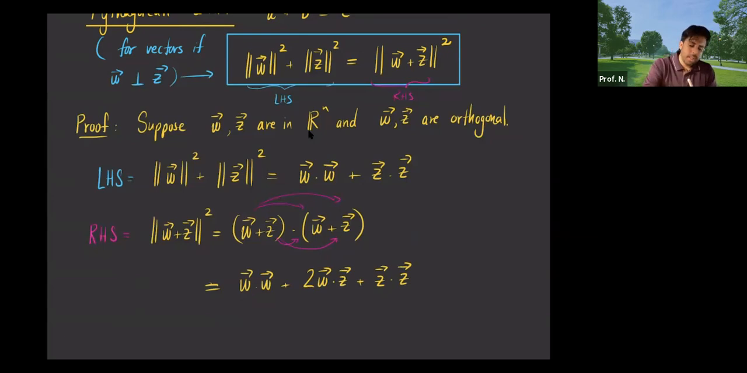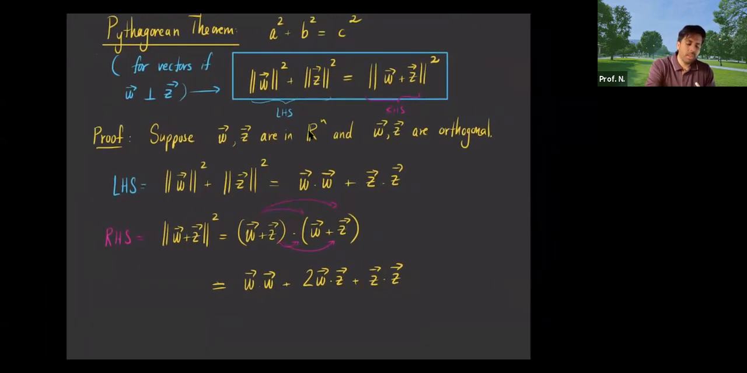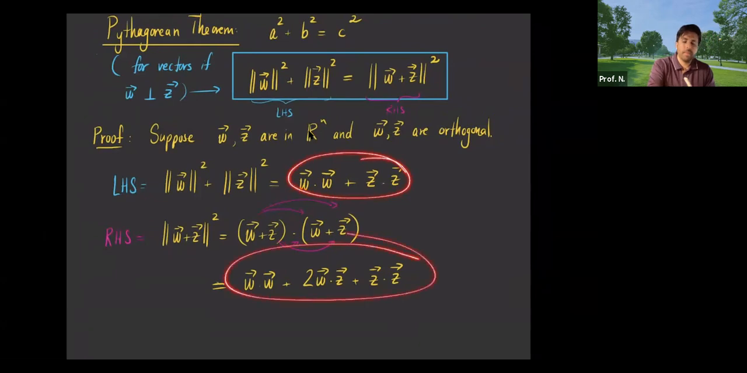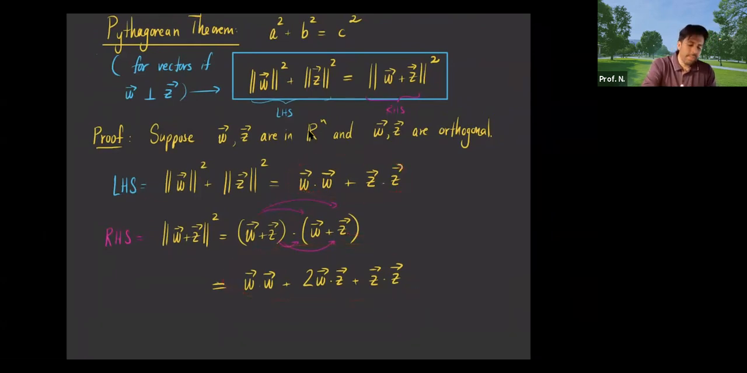And remember, the dot product is commutative, so I can rearrange W dot Z with Z dot W. But what do we just show? Are these the same? I show that the left-hand side equals this. I show that the right-hand side equals this. That's right, Mir. They are the same. Why? Because this dot product here equals 0. Why does it equal 0? Because W and Z are orthogonal.